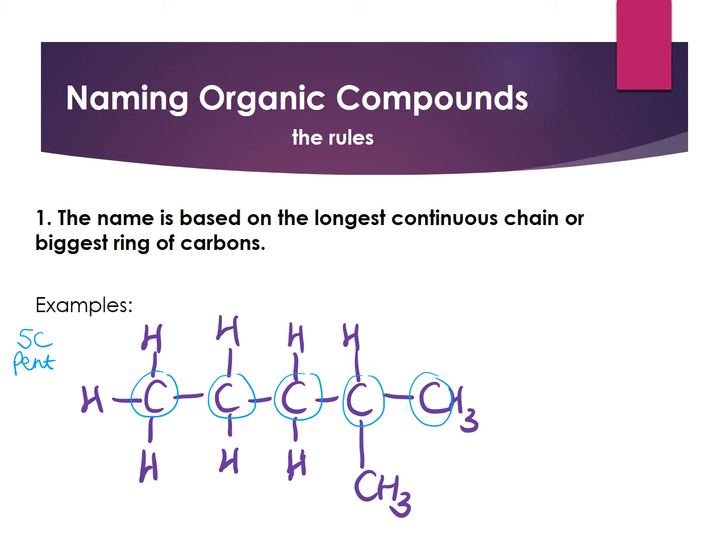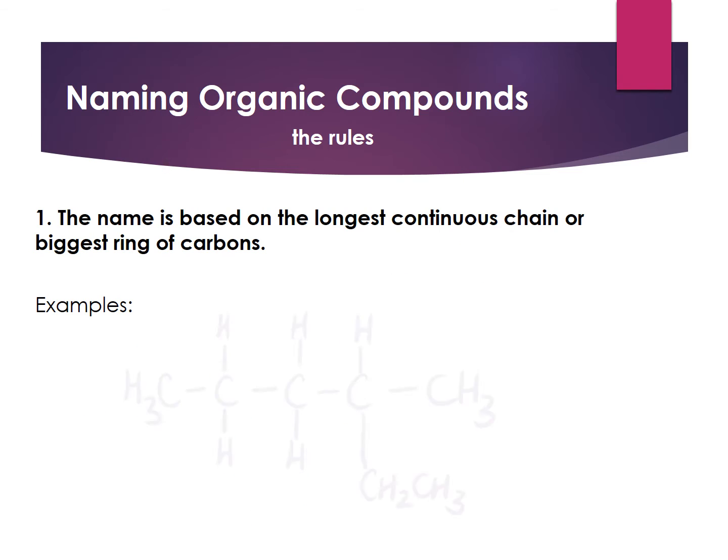However, on the second of those carbons here, there is a branch, and the branch has 1 carbon, so we will call that a methyl branch. So the correct IUPAC name for this particular compound is 2-methylpentane. 2-methylpentane. Let's take a second example, this one here.